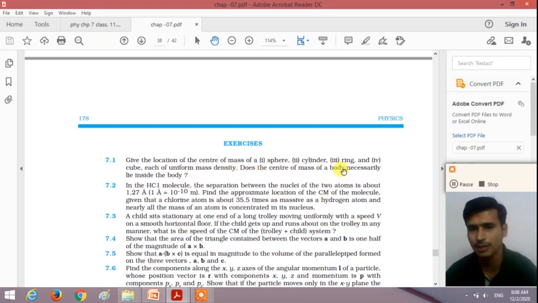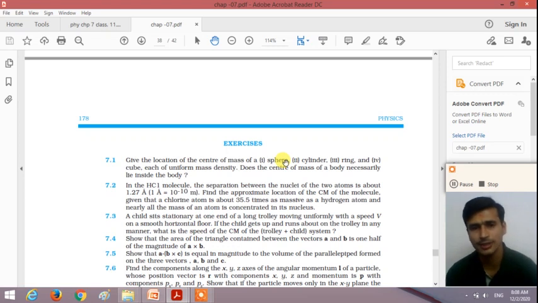Does the center of mass of a body necessarily lie inside the body? Here all four shapes are symmetrical bodies. The center of mass of the sphere, cylinder, ring and cube is at its geometrical center. For the sphere, the center of mass is at its geometrical center, inside the matter. The center of mass of the cylinder is also at the geometrical center, inside the matter.